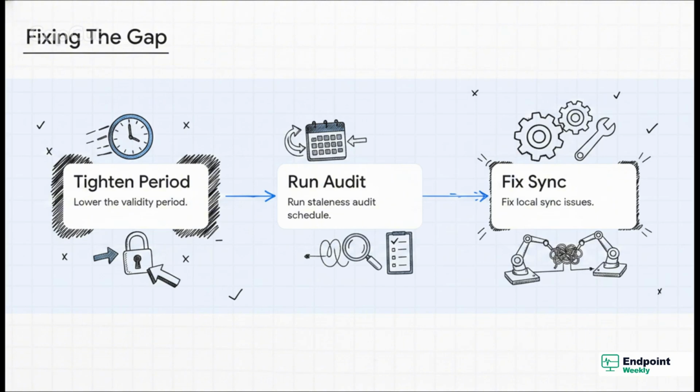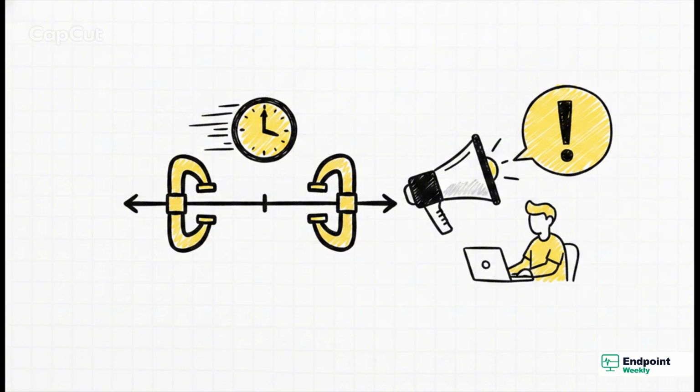There are 3 concrete moves you can make today to stop treating compliance as a simple yes or no state and start treating it as the time-sensitive signal it really is. Step 1, tighten that validity period. Step 2, run the staleness audit on a regular schedule. And Step 3, actually fix the underlying sync issues for those stale devices. Let's zoom in on Step 1.